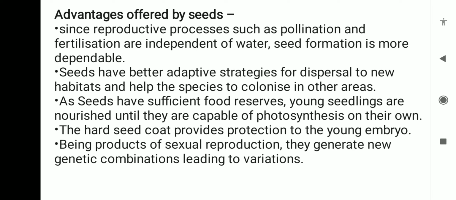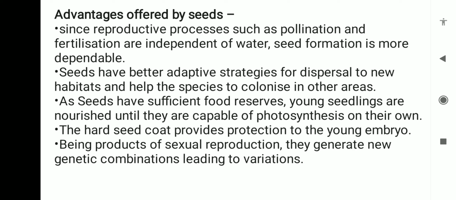Now come to the advantages offered by the seeds. What are the benefits of the seeds? There must be some importance of it. What is the significance of the seeds? Since reproductive processes such as pollination and fertilization are dependent on water, seed formation is more dependable. Seeds have better adaptive strategies for dispersal to new habitats and help the species to colonize.